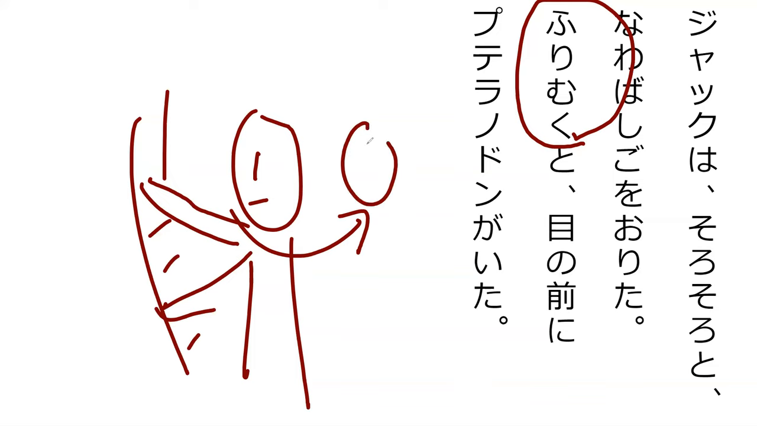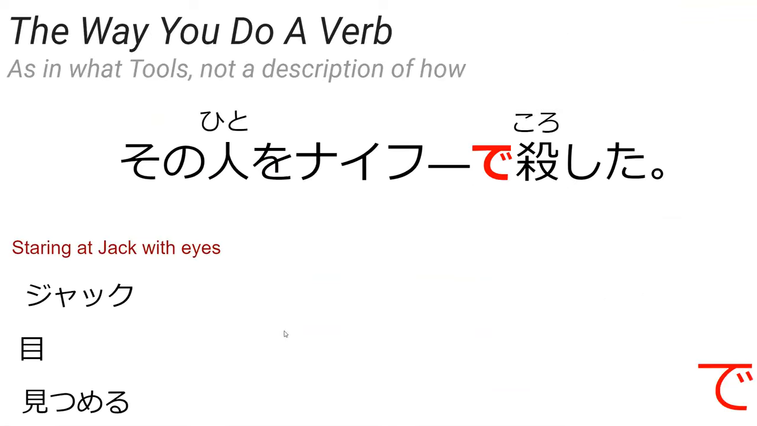So yeah, this is just complicated to say. He pauses with his climbing to turn his head a little bit while he's climbing down. And what does he see? In front of his eyes, he sees a Pteranodon. Perfect. So he's climbing down the ladder, looks behind him, and he sees a Pteranodon.